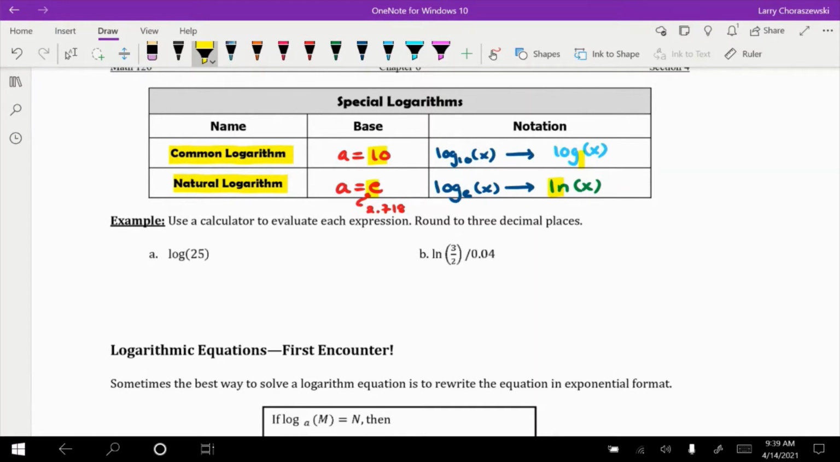So I mentioned that these logs get buttons on the graphing calculator, and for these upcoming examples, I'm going to show you how you can punch these in. All right, so it says use a calculator to evaluate each expression, round to 3 decimal places. Our first log that we're going to evaluate says log, and you'll notice that the base isn't written. So this would be a base 10 log, or in other words, a common logarithm. And let's go to our graphing calculators, and I'll show you where to access this button.